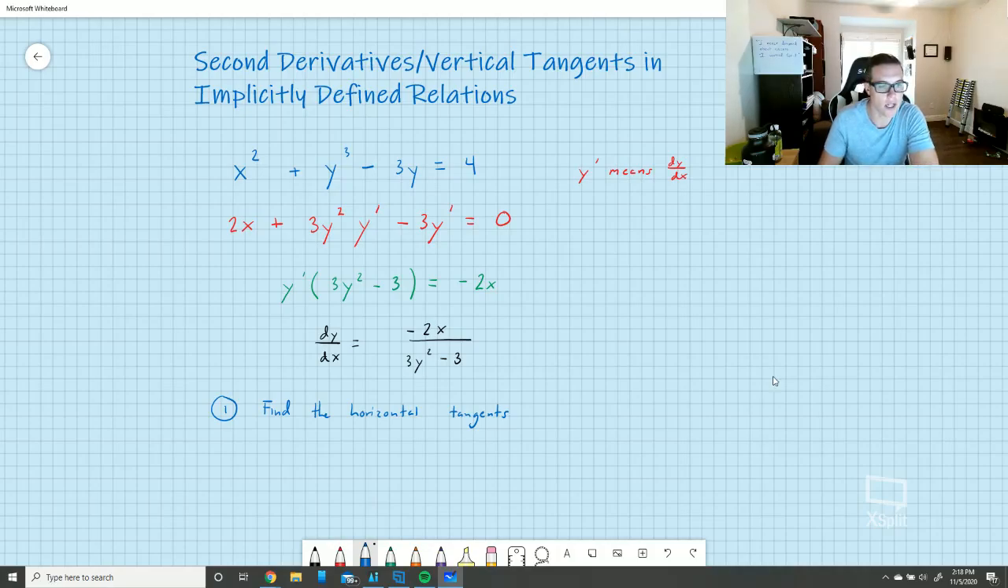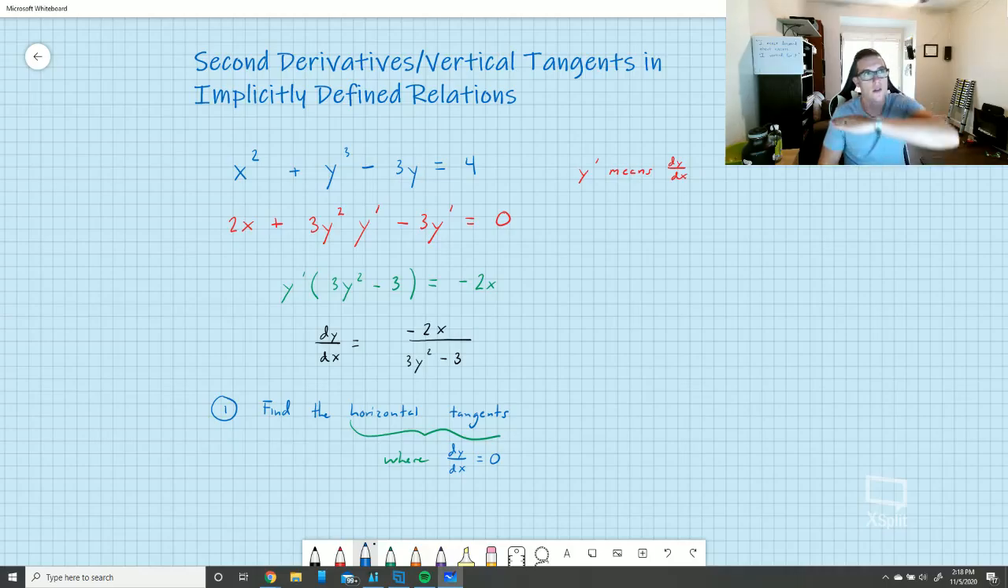Well, to find horizontal tangents, that's the same as me asking where the derivative, let's do the other notation, where the derivative equals 0, right? Because a horizontal line has a 0 slope, not no slope, 0 slope. So we can set the derivative equal to 0. We have the derivative right here. Let's do it. Negative 2x over 3y squared minus 3. Set this equal to 0.